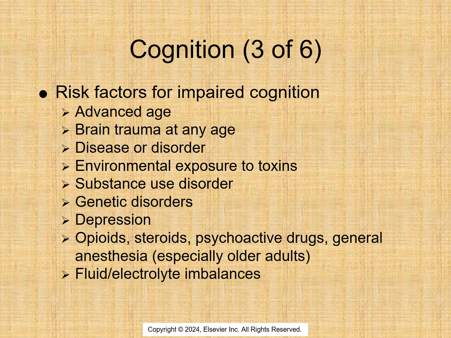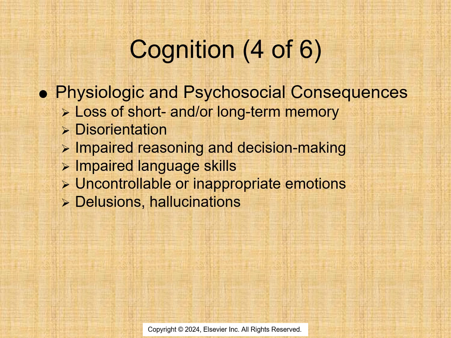Here's a list of risk factors for impaired cognition. There's that advanced age again. Polypharmacy, way towards the bottom, can also be another risk factor. Keep that in mind when we're caring for our patients. You're going to see that more than you'd think. Impaired cognition can manifest as loss of short-term and/or long-term memory, disorientation, delusions, hallucinations, acting inappropriately, being unable to control emotions, impaired language, impaired reasoning, and impaired decision making.